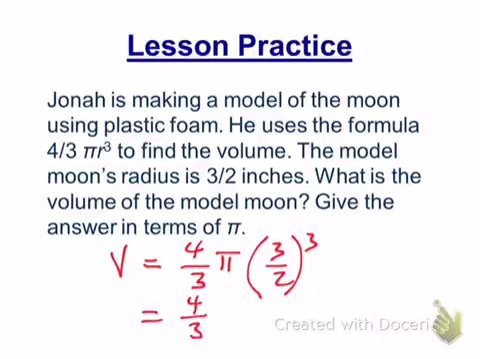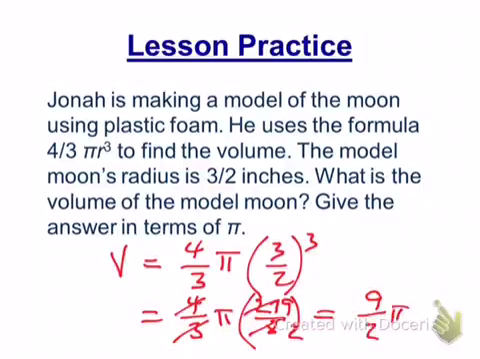So that'll be 4/3 pi. What's 3/2 cubed? 27/8. And now I can multiply those two fractions together. Simplify. 4 goes into 8 twice, right? 3 goes into 27 9 times. So that's 9/2 pi units. What are the units? Inches cubed. Volume is always expressed in cubic units. Okay?